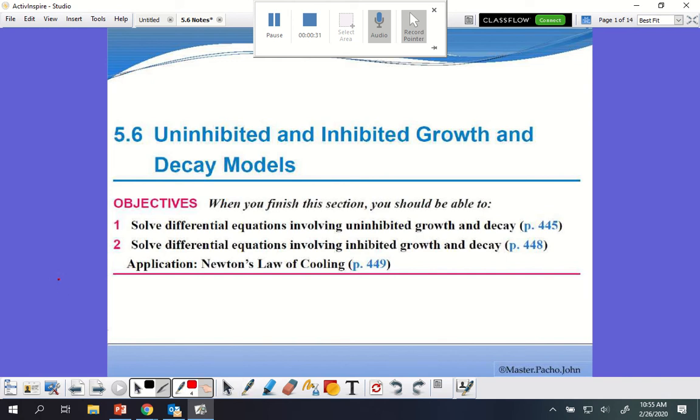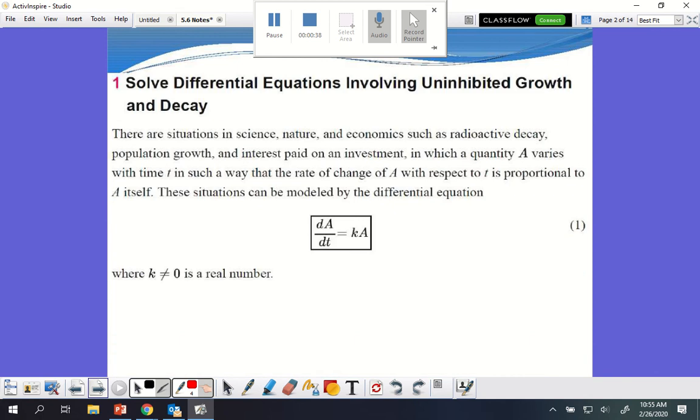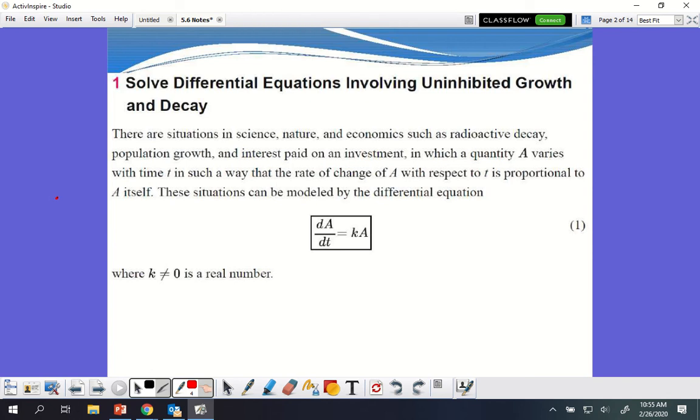Okay. All right. So uninhibited and inhibited growth and decay models. This is algebra 3 type stuff. Super important. Situations in science, nature, economics, and radioactive decay, population growth, interest paid on an investment, in which the quantity A varies with time t in such a way that the rate of change of A with respect to t is proportional to itself. These situations can be modeled by the differential equation.